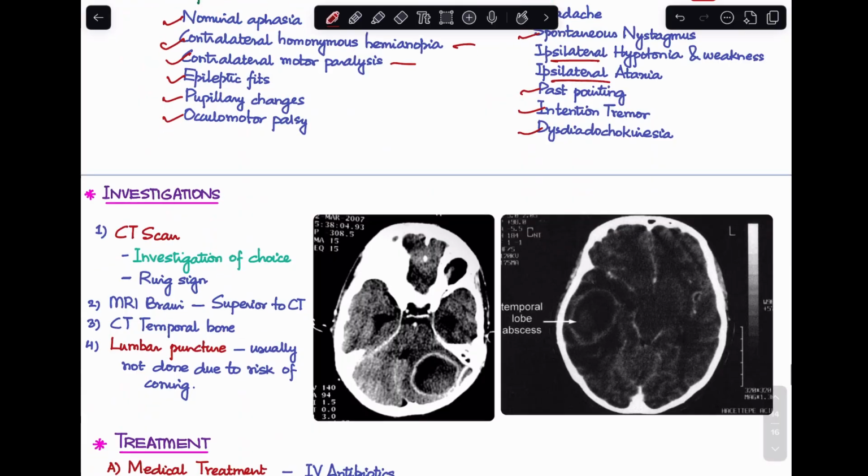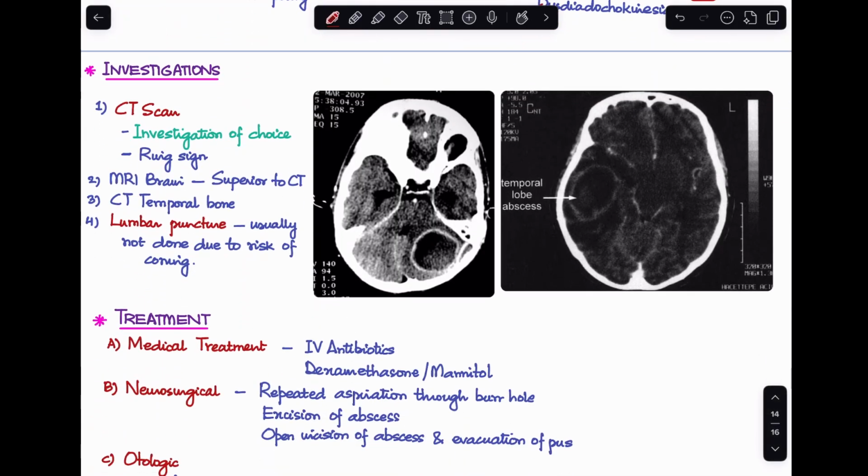Coming to investigations, if you see, these are the CT scans. The first image that we see over here is a cerebellar abscess. And the second one that you see is a temporal lobe abscess. A common thing that we see is the presence of this ring sign. So the capsule is actually highlighted over here, and the central area is a hypodense area. That is a typical sign that we see in a case of brain abscess.